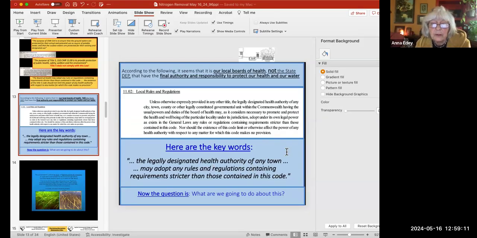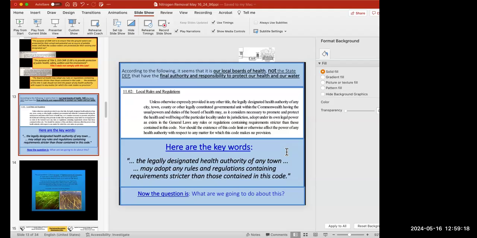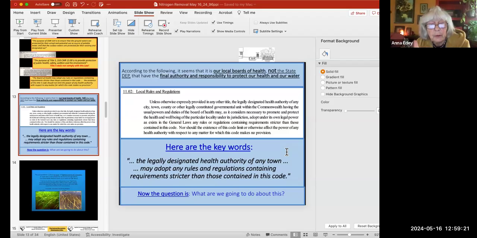The legally designated health authority of any town may adopt any rules and regulations containing requirements stricter than those contained in this code. In other words, what I say here at the top, it is not the state who has the final authority and responsibility to protect our health and our water. It is our local boards of health. Now, the question is, what are we going to do about this?